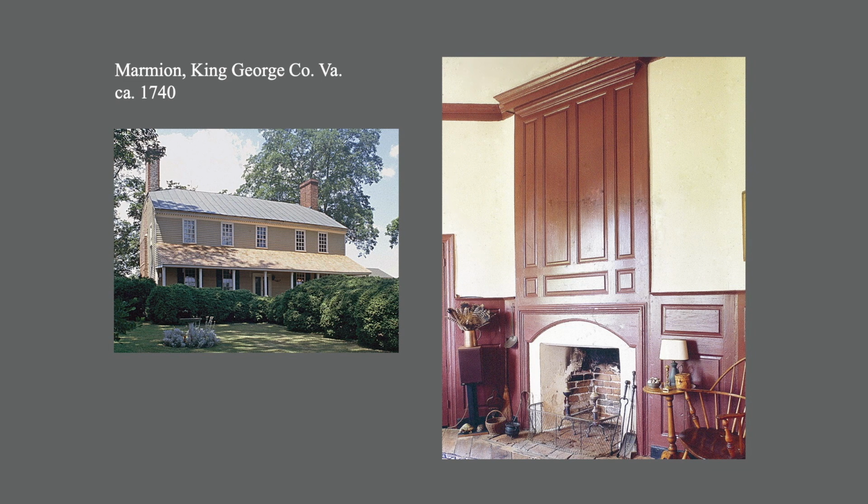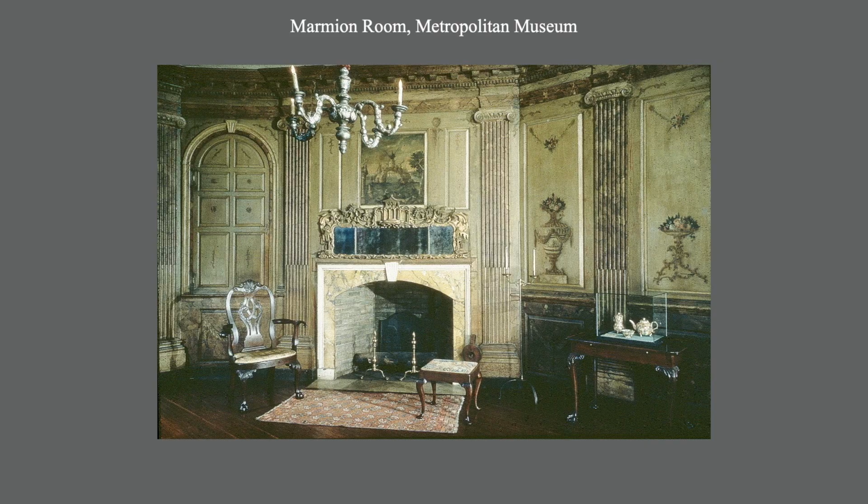A striking contrast to the otherwise provincial treatment of this room is Marmion's parlor, one of colonial America's most elegant interior spaces. Its pilasters are faithfully rendered in Palladio's enriched Ionic order. The marbleizing and decorative paintings were added in the 1770s. This room has been a main attraction of the Metropolitan Museum's American Wing since the 1920s.